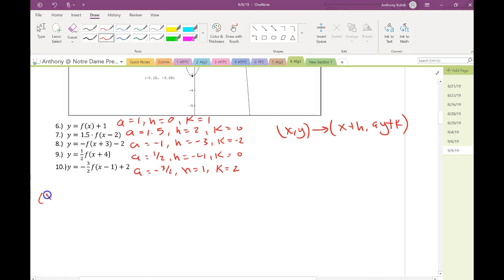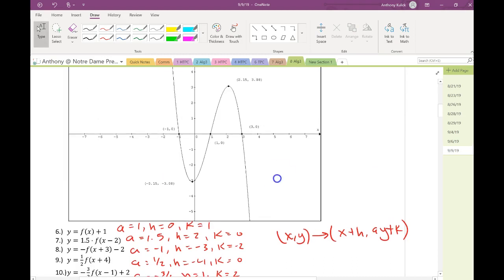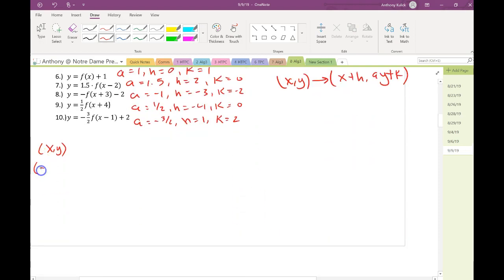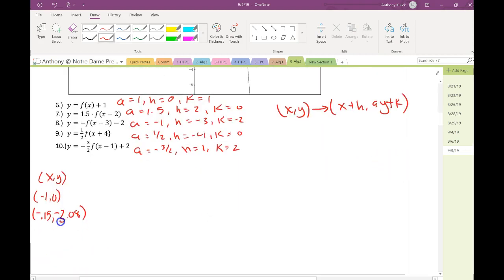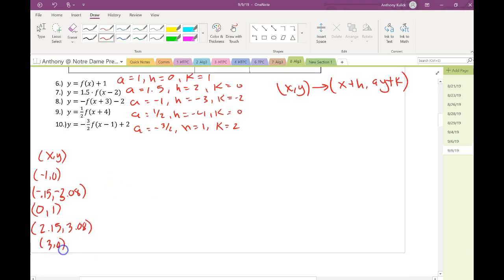So what I'm going to do is I'm going to collect the ordered pairs from the graph. So I see that there are 5 ordered pairs labeled on my graph. I'm going to write those down. Is that 2 or 3? It's 3. Everybody's okay there?